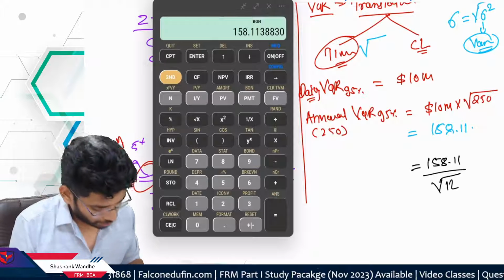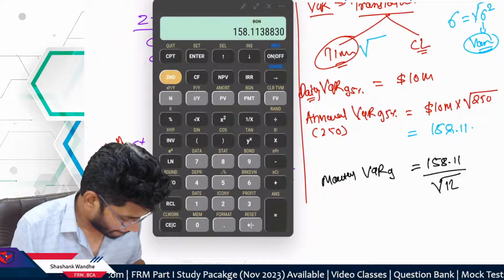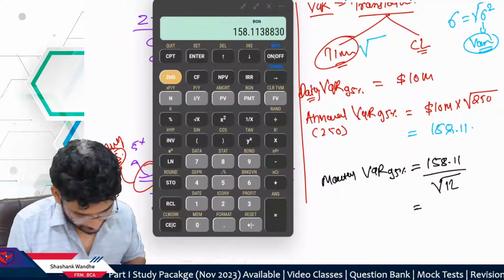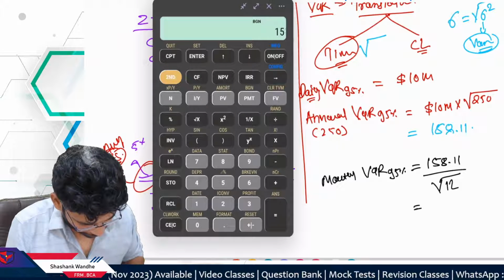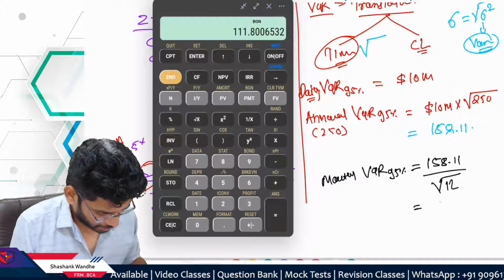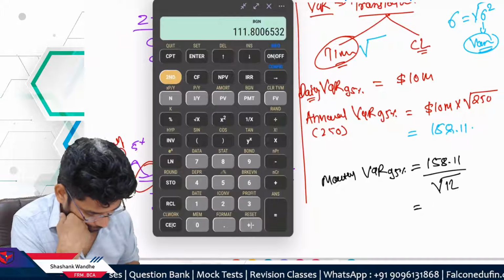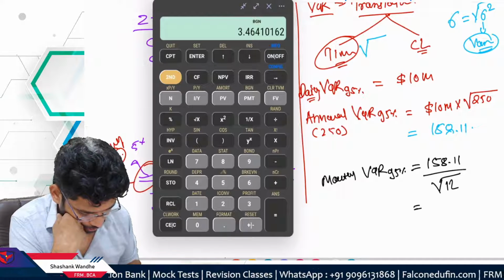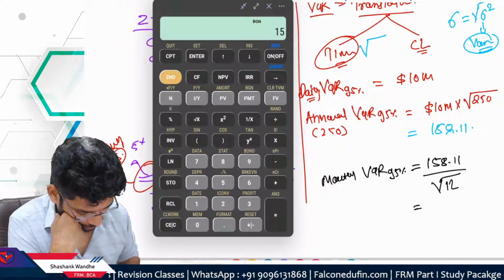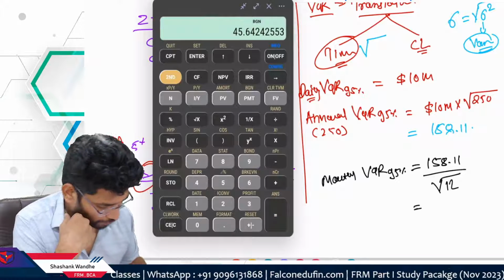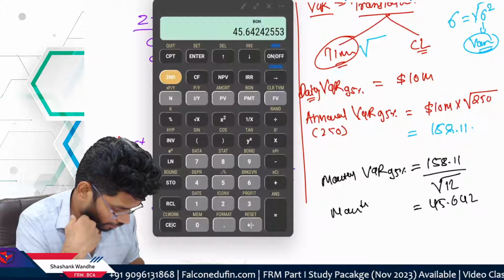If we have to calculate weekly VaR, then first you get the monthly VaR. So 158.11 multiplied by under root 1 by 12, and the answer is 45.642. Okay, so this is monthly VaR.